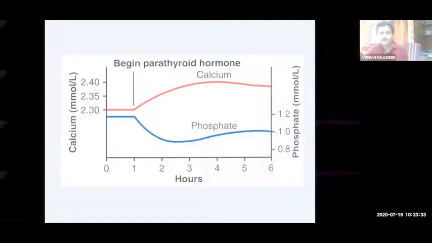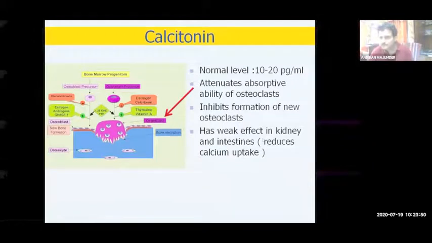Hyperparathyroidism. Parathyroid hormone not only maintains calcium, but it also has a strong phosphaturic action. Therefore, when you give parathyroid hormone, there will be a rise in calcium, and there is a decrease in the serum phosphate level as well.